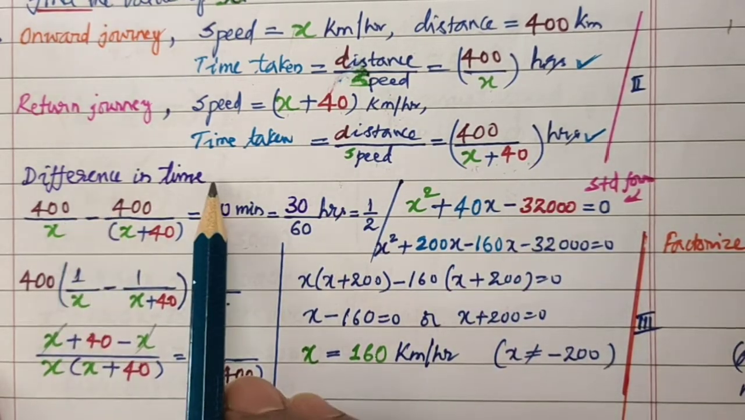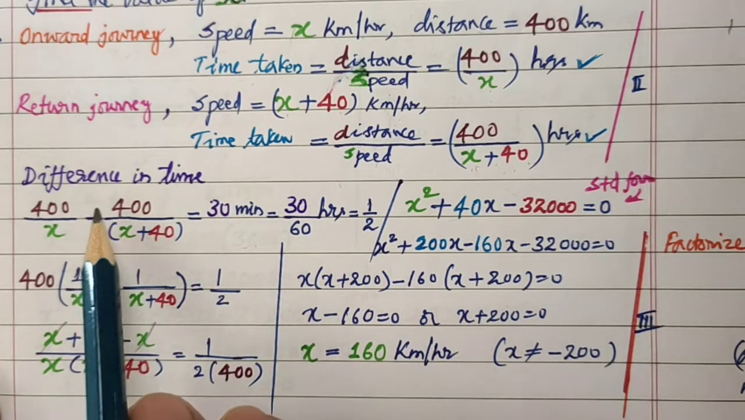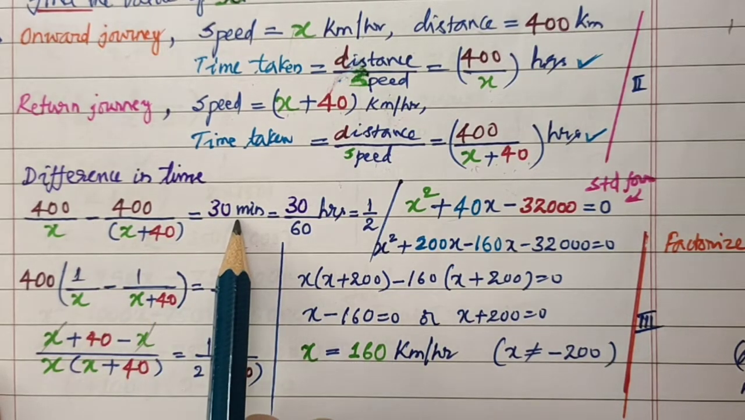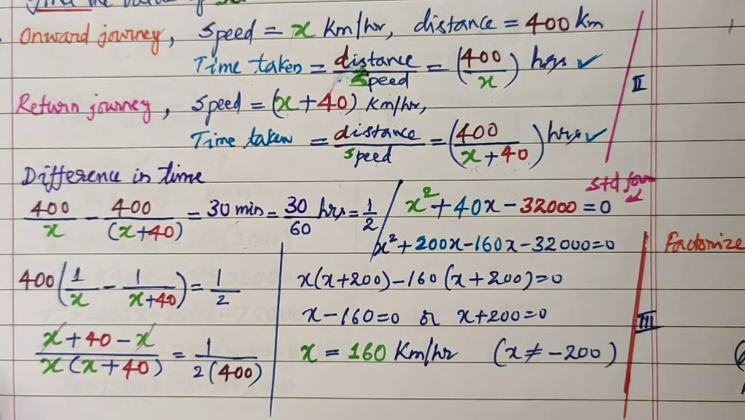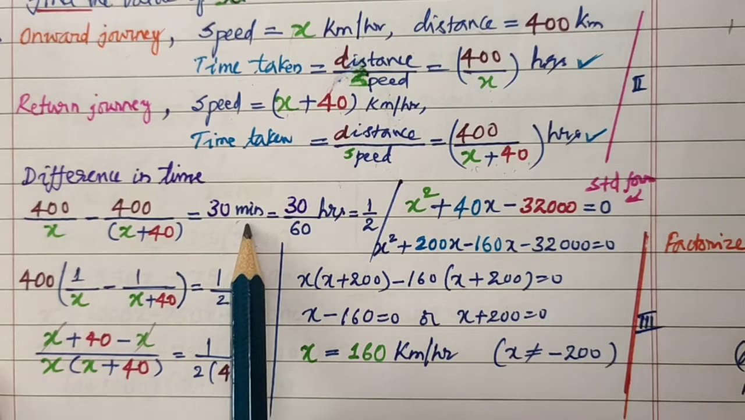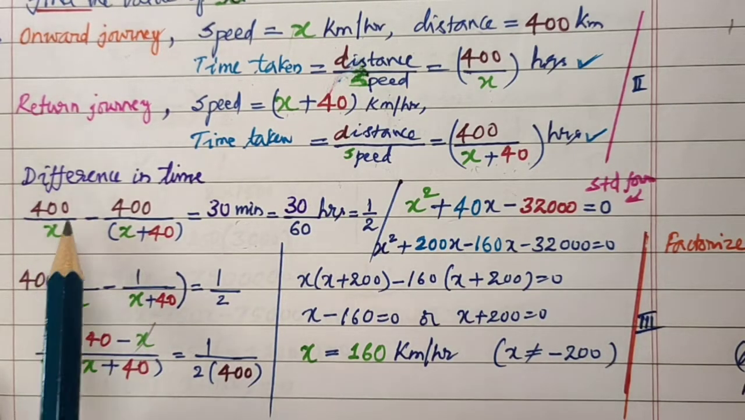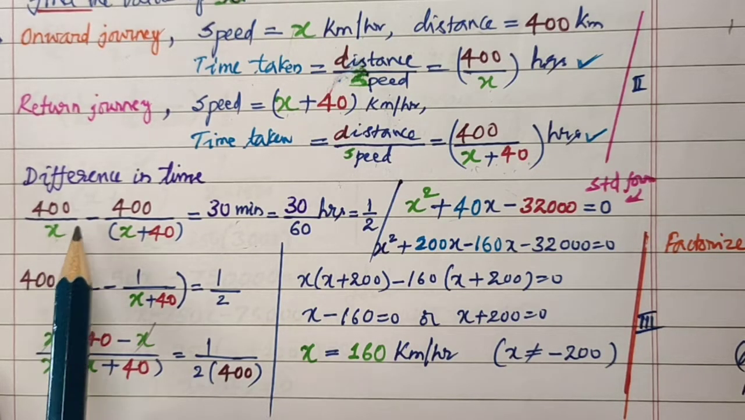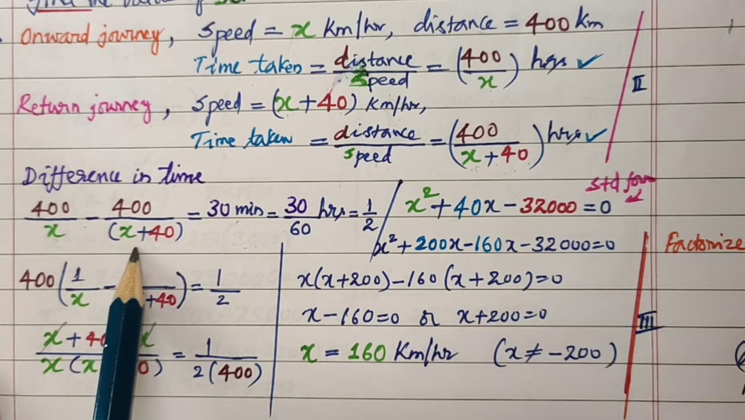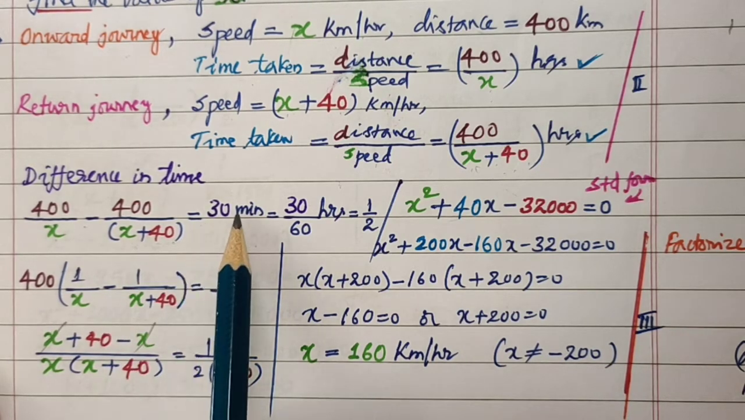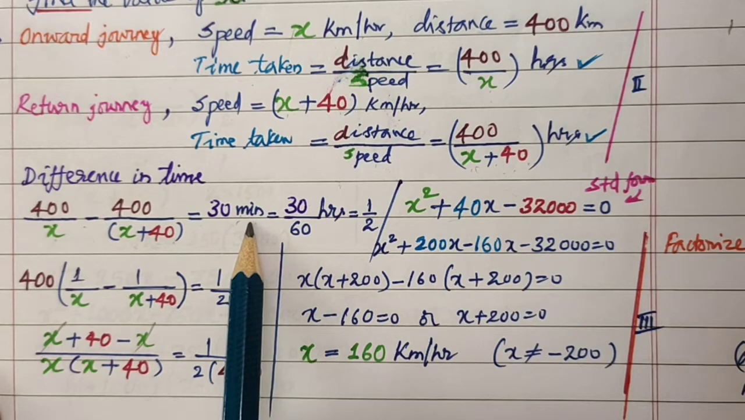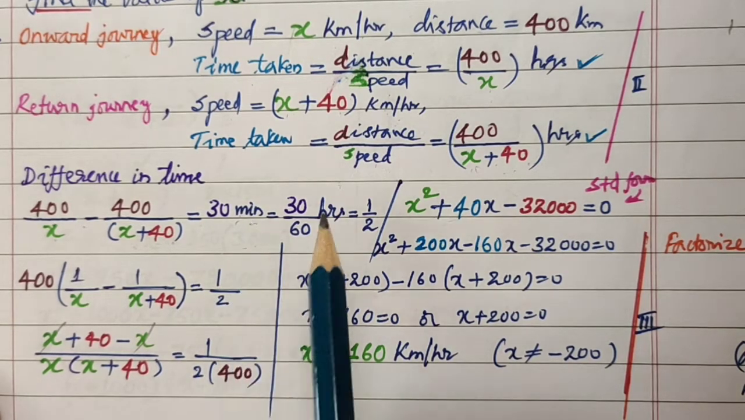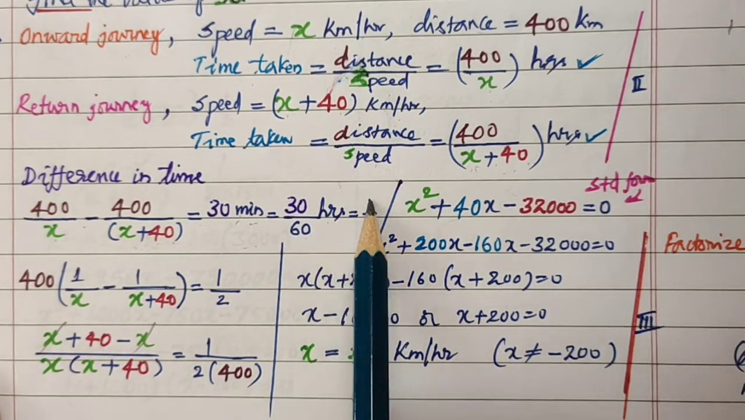They're telling us that there is a difference of 30 minutes while coming back. If the return journey took 30 minutes less than the onward journey, write down the equation in x. The return journey is less, 30 minutes less. Therefore, the difference in time is equal to the onward journey, 400 divided by x, minus the return journey time, 400 divided by x plus 40, that is equal to 30 minutes. Convert this 30 minutes into hours. 30 divided by 60 will give 1 by 2 hours.